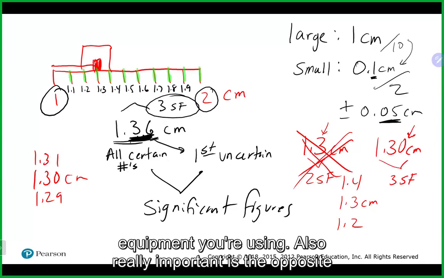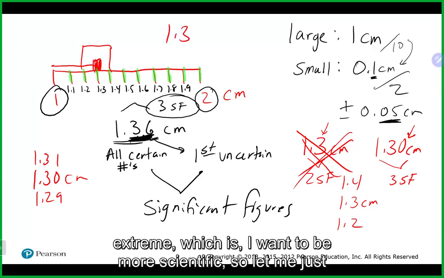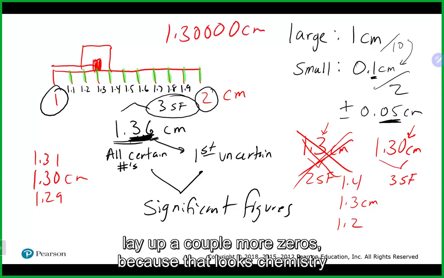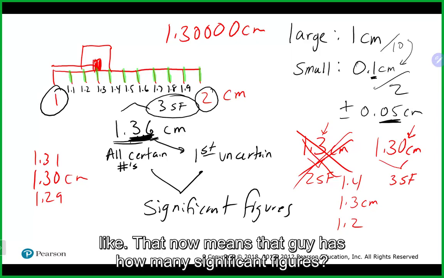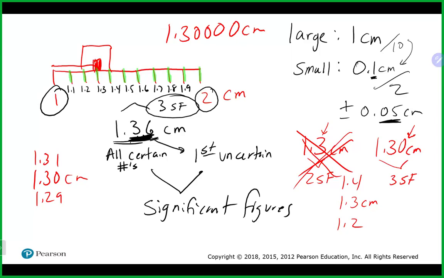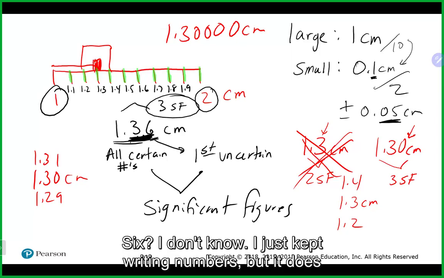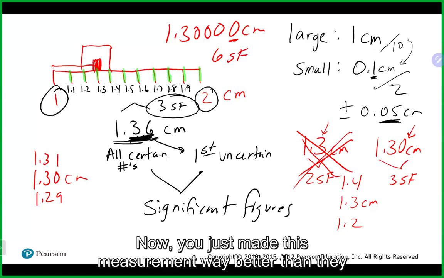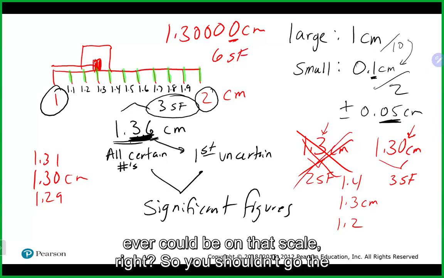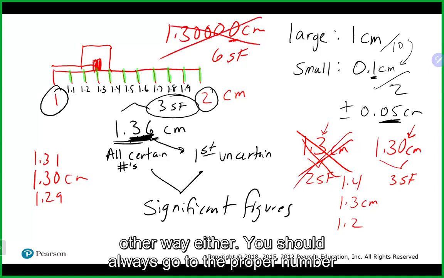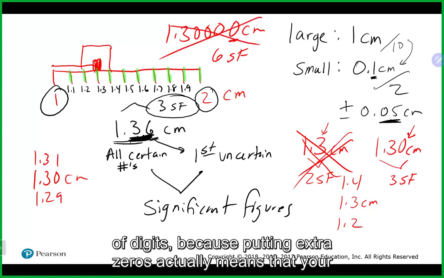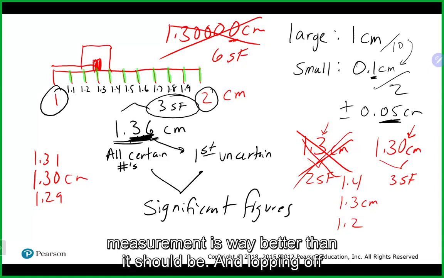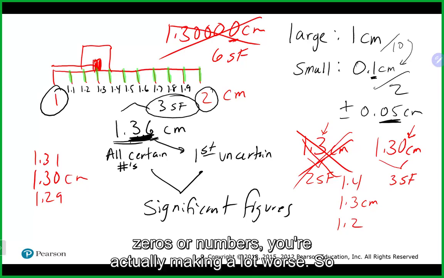Also really important is the opposite extreme, which is, I want to be more scientific, so let me just add a couple more zeros because that looks chemistry-like. That now means that number has how many significant figures? 6. I don't know, I just kept writing numbers, but it does have 6. The uncertain digit would actually be this one, right? Now you just made this measurement way better than it ever could be on that scale. So you shouldn't go the other way either. You should always go to the proper number of digits, because putting extra zeros means your measurement is way better than it should be, and lopping off zeros or numbers makes it a lot worse.